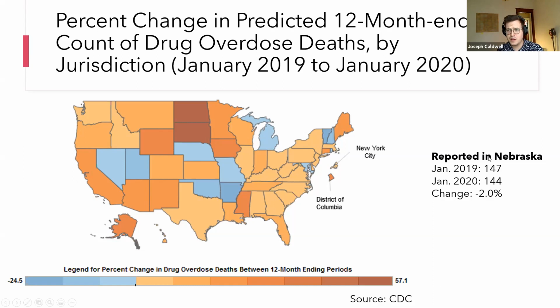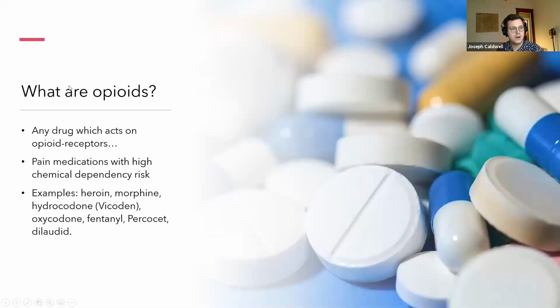I would say, though, although Nebraska is showing a decline in reported overdoses, it's pretty small, right? So in January 2019, there were 147 opioid overdose-related deaths. In January 2020, this year, there are about 144. Currently, we don't have the data available to understand the actual impact from COVID in Nebraska on overdose numbers. And I think that'll be really interesting to see over the next year or so, to see how Nebraska specifically has been impacted by that.